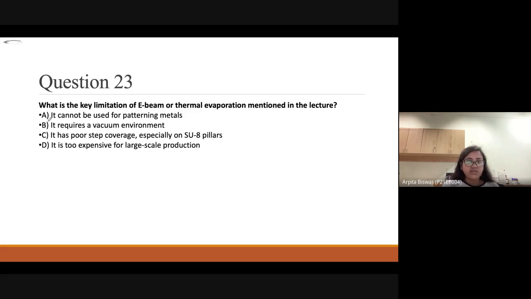So what is the key limitation of e-beam or thermal evaporation mentioned in the lecture? It cannot be used for patterning metals. It requires a vacuum environment. It has poor step coverage, especially on the SU8 feature. Or option D, it is too expensive for large scale production.